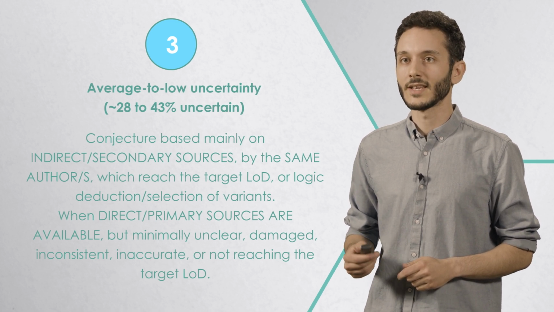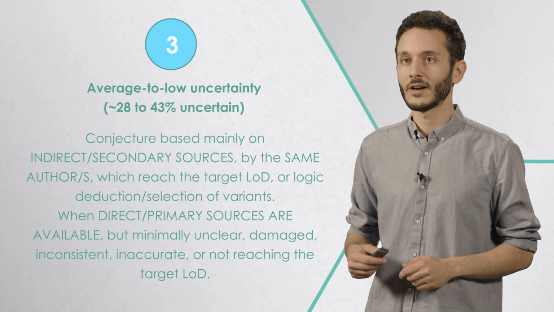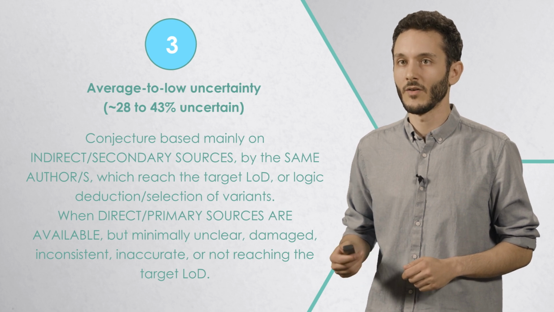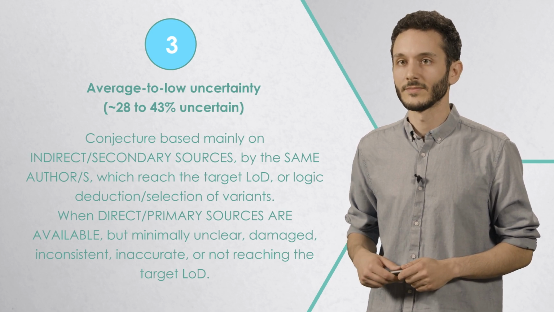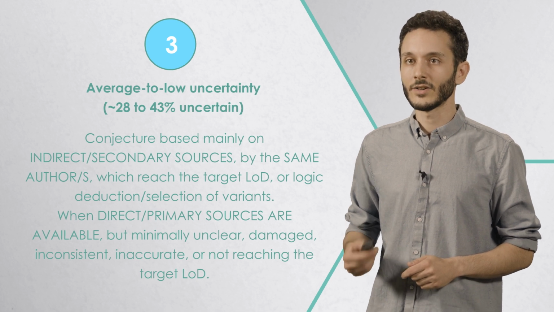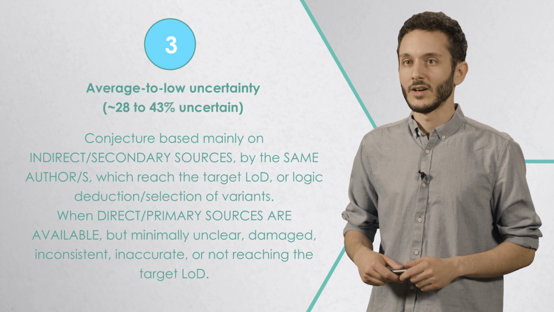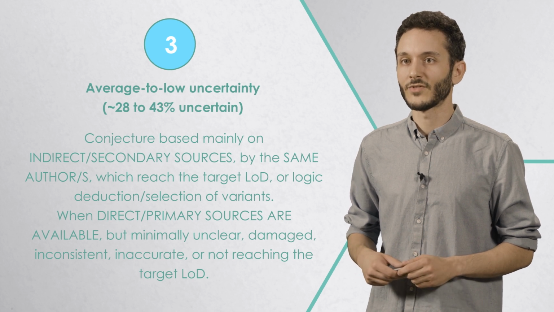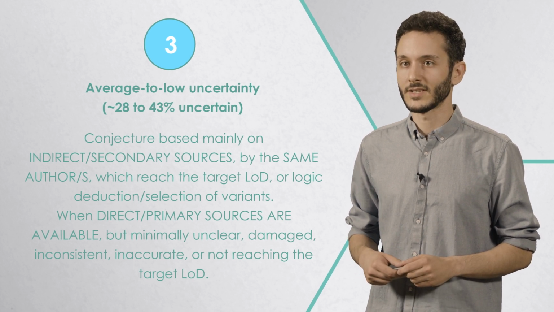The third level is represented by the color cyan and has medium-low uncertainty. Elements assigned to this level are mainly reconstructed from indirect or secondary sources by the same author as the object of reconstruction, and reach at least the desired level of detail. Alternatively, they are reconstructed based on logical inferences or a selection of variants deduced from minimally incomplete or inconsistent direct sources.